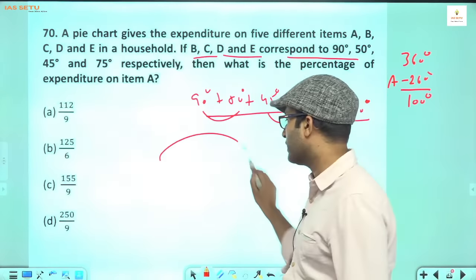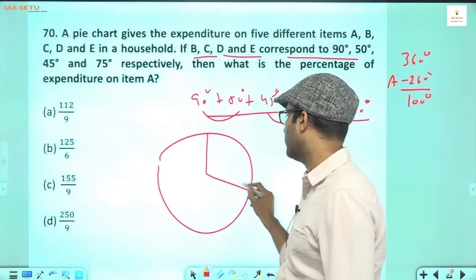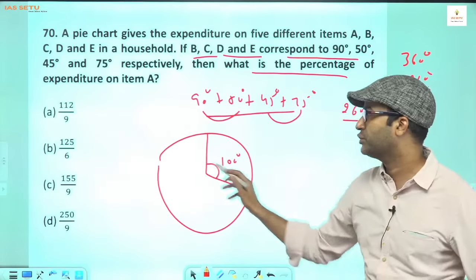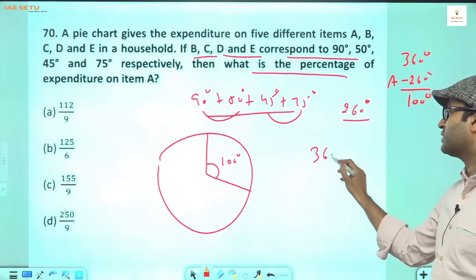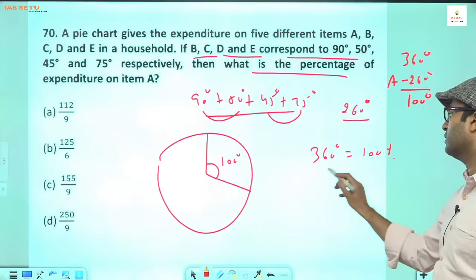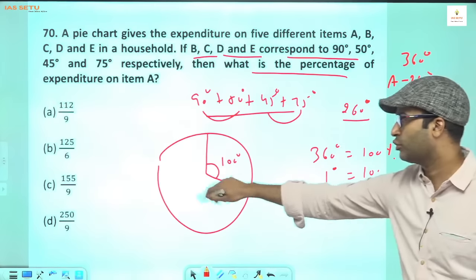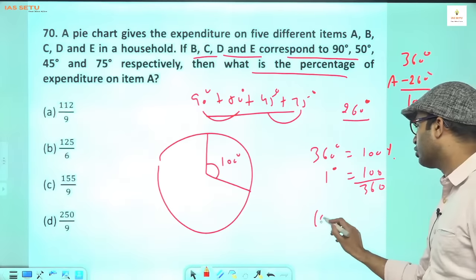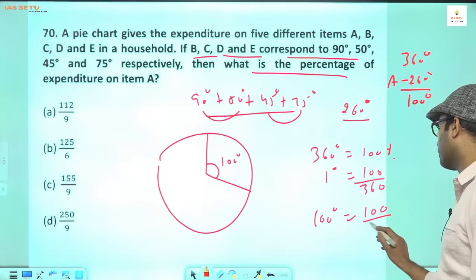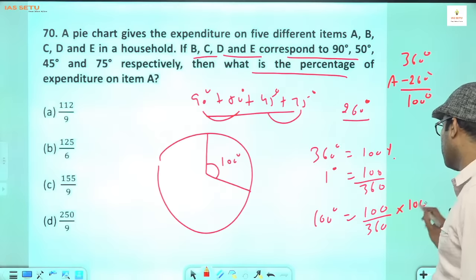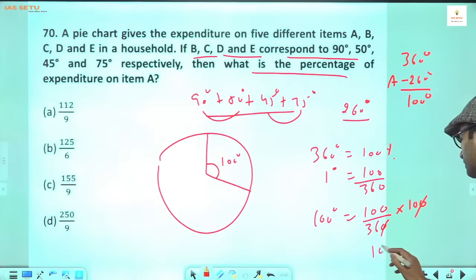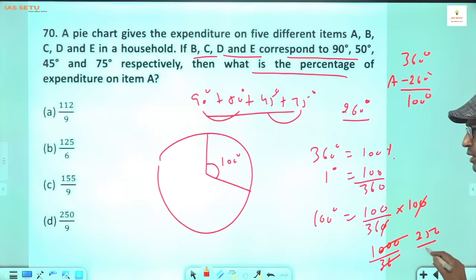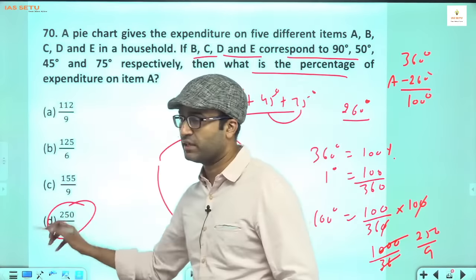So the angle of 100 degree is made by A. This is 100 degree. Then what is the percentage of expenditure on item A? 360 degree is equal to 100%. So 1 degree will be 100% divided by 360, because total is 360 degree, total 100%. So 100 degree will be 100 upon 360 into 100. 10 cancel. This is 1000 upon 36 divided by 4, 250 by 9. So question number 70 answer is D.